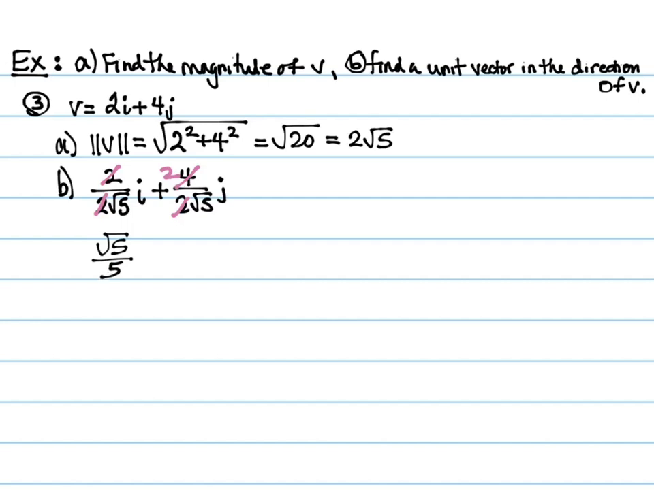So this is square root of 5 over 5 i plus 2 square root of 5 over 5 j. And this would be a unit vector, not the same length, same direction as we were in before, as I meant to say. Yeah. And it's of length 1, right? Because it's a unit vector now.